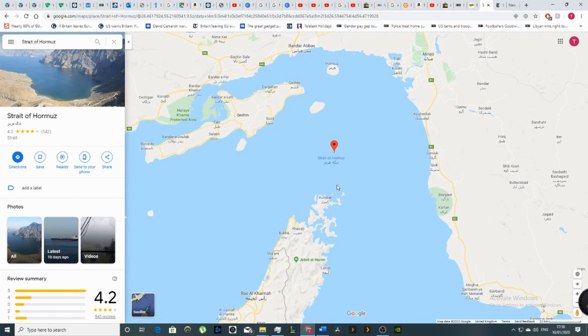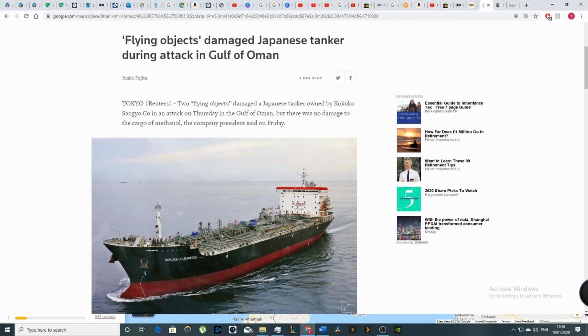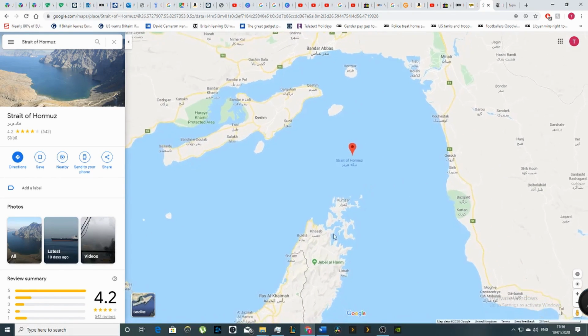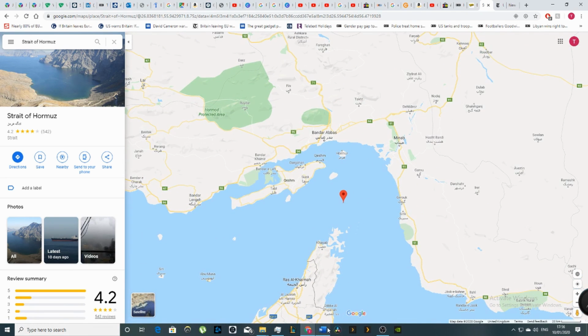And so Iran has committed some actions within the Strait of Hormuz in the past. So they seized the tanker from I think it was Great Britain. I'll have to check that and I'll throw up some sources post edit. There was the Japanese tanker that was attacked here as well, which some people say was Iran, some people say it wasn't. I don't think it was. So this is one way they could cause tension, by seizing ships that are passing through the Strait of Hormuz, which has happened in the past.